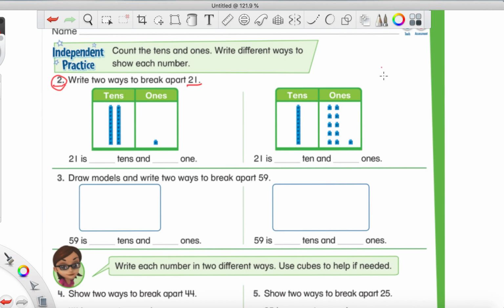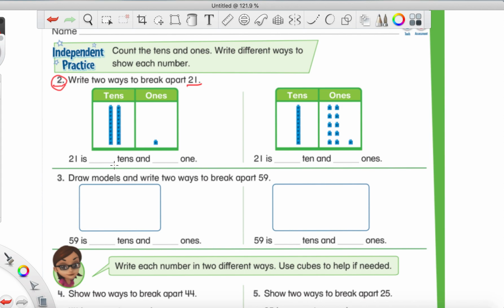Alright, so they kind of did the hard work for us. They already show us one way to make 21, and they show us how you can break it apart. What they want you to do is to make sure you write down how many tens and ones are being used for each way you can show the number 21. I'll give you guys a few moments to try this one on your own.